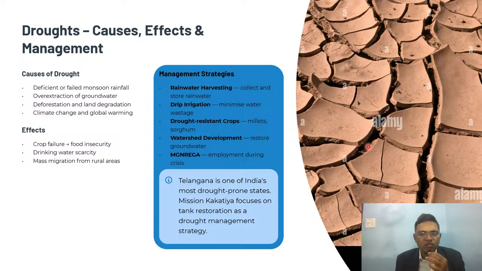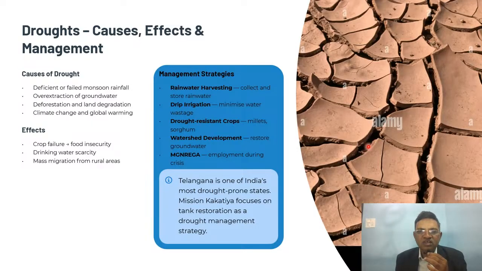Then people migrate from rural areas to the urban areas. Okay. So management strategies: how you have to manage this drought-like situation. So rainwater harvesting, collect and store the rainwater. Then drip irrigation. So instead of using direct piping, you have to use the minimum water, okay, to avoid wastage.